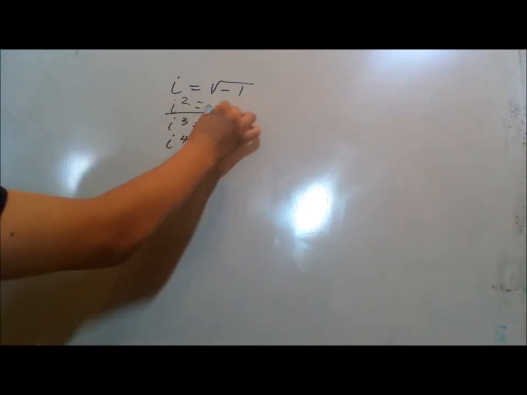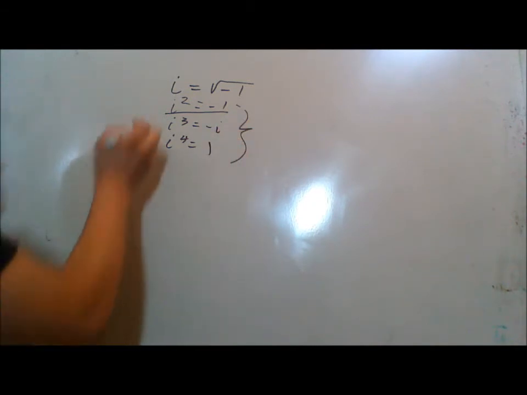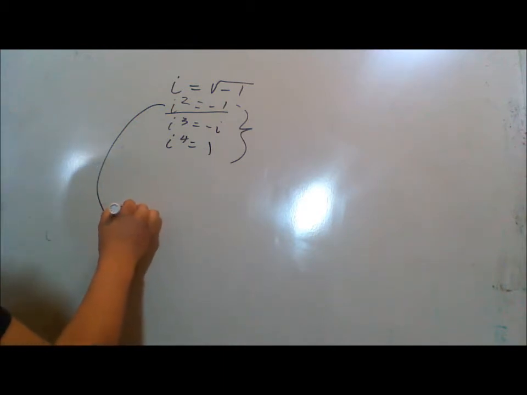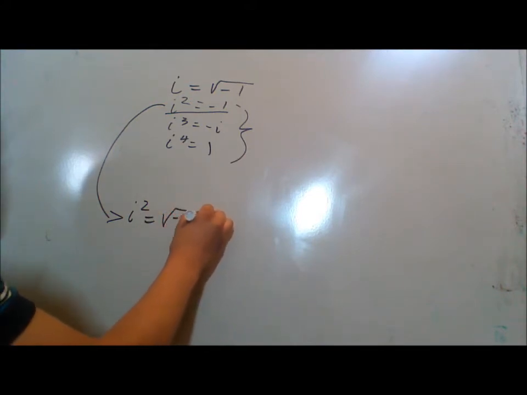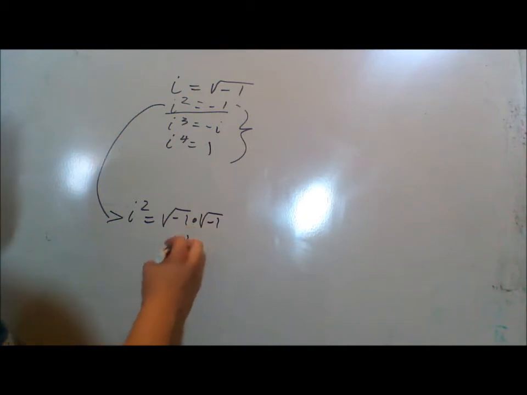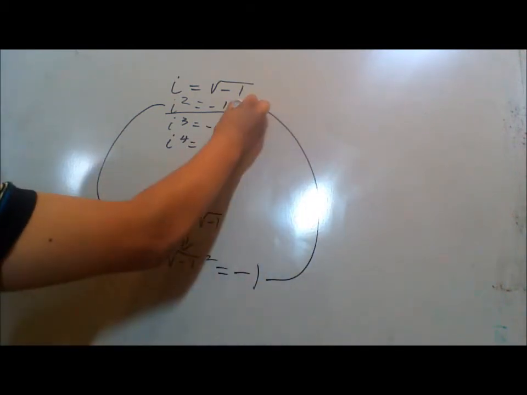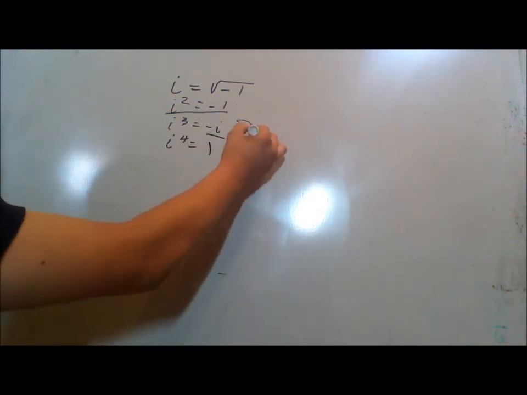to 1. Now there's always a reason why something at one symbol is equal to a certain number, whether it be I squared or I to the fourth power. So I squared is pretty much the square root of -1 times the square root of -1, or the square root of -1 squared, and that is equivalent to -1. So that's how we got the number -1 for I squared.